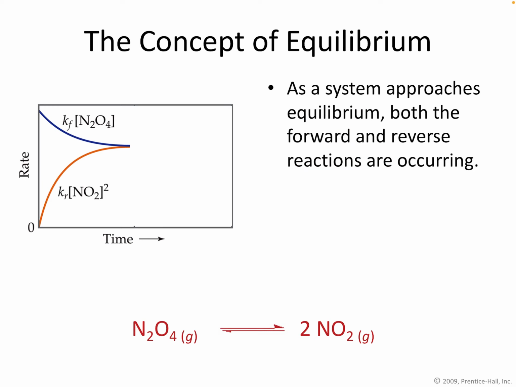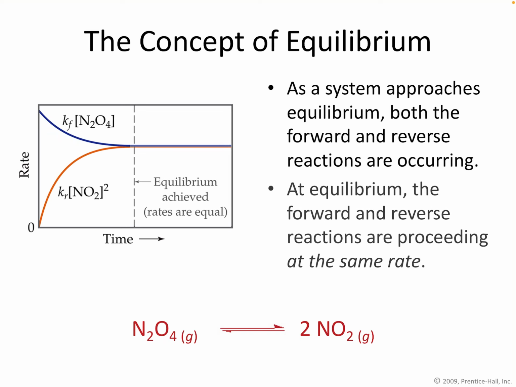So here's the balanced reaction. N2O4 makes 2NO2. And so, like we said, in these reactions, and you can see by this arrow going in both directions, both the forward and reverse reactions are taking place. But to reach equilibrium, that means the forward and reverse reactions are taking place at the same rate.